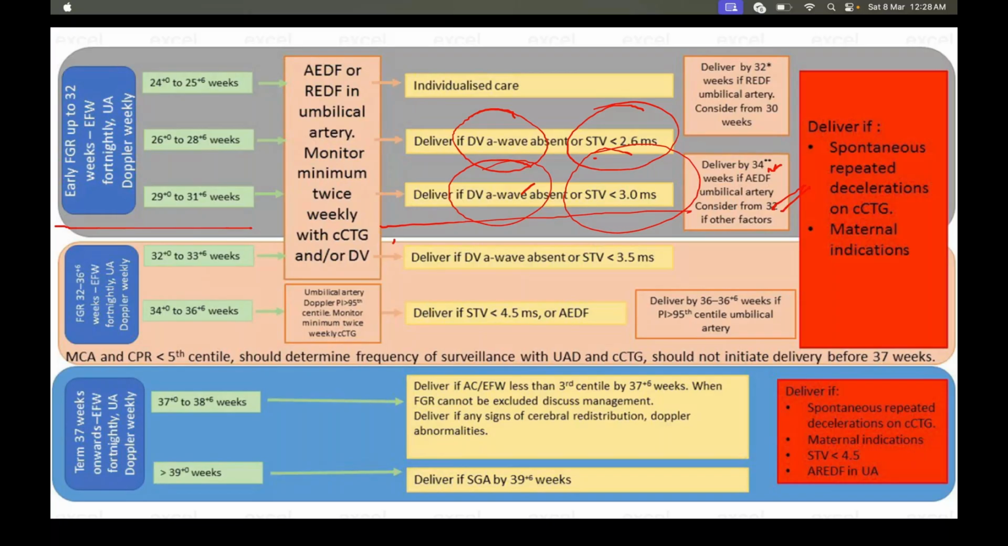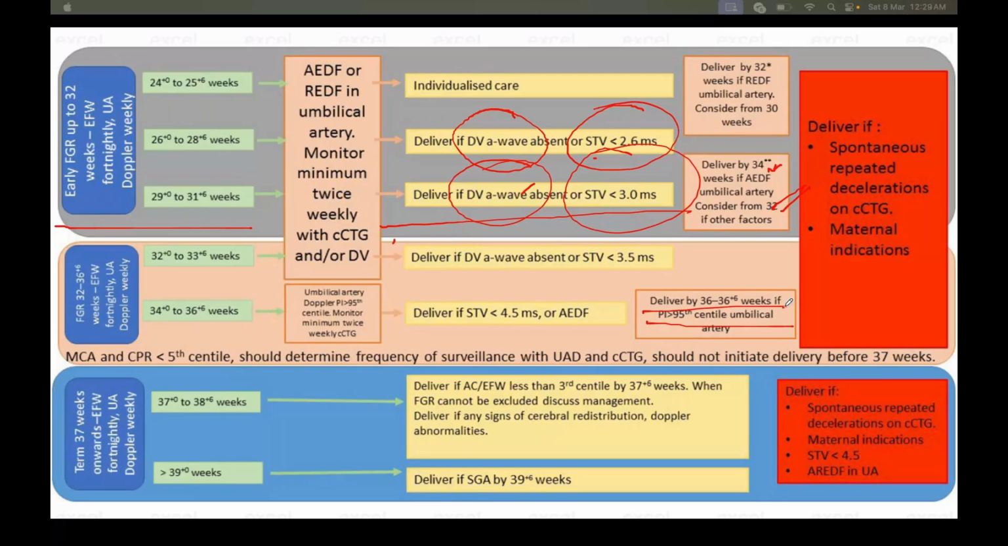And between 32 to 34 weeks, it's a gray area. So even if absence and reversal, you can consider delivery. More than 34 weeks, as we have already discussed, you are less likely to get absence, but you may get. Otherwise you deliver, as you can see here, 34 weeks and above by 36.6 weeks if PI is more than 95th centile in the umbilical artery.